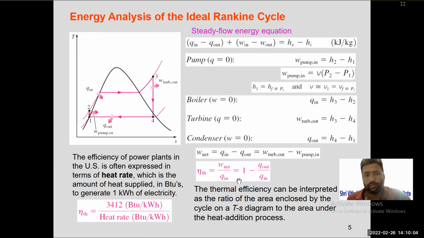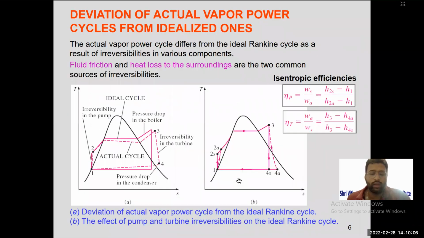Now next. In the last lecture, we also covered the actual Rankine cycle. What you see, 1 to 2 to 3, 3 to 4, 4 to 1, is the ideal Rankine cycle. But due to the irreversibilities and heat loss to the surroundings, there is a deviation from the ideal cycle. In the pump, 1 to 2, due to the irreversibilities and fluid friction, the entropy increases. So that is why we get a 1 to 2 dash.